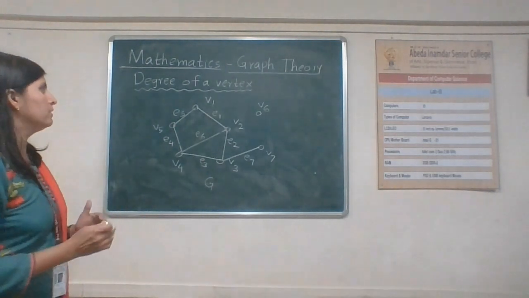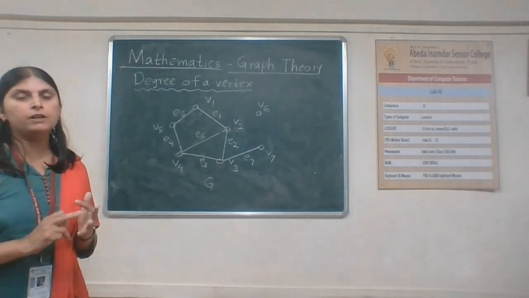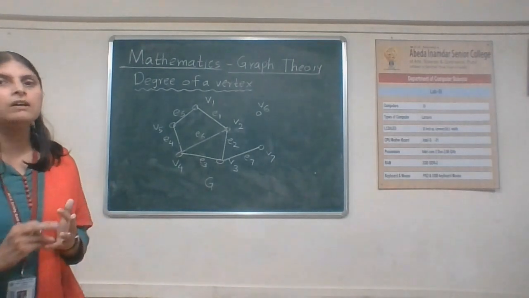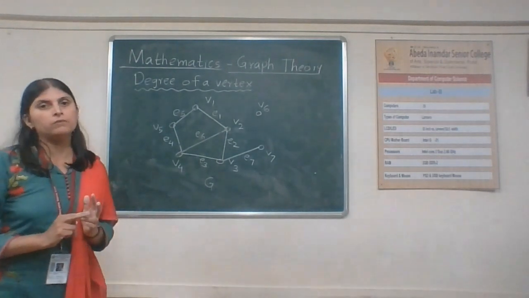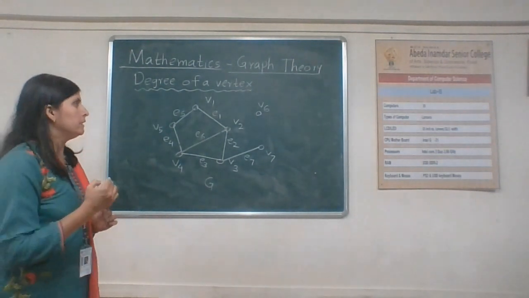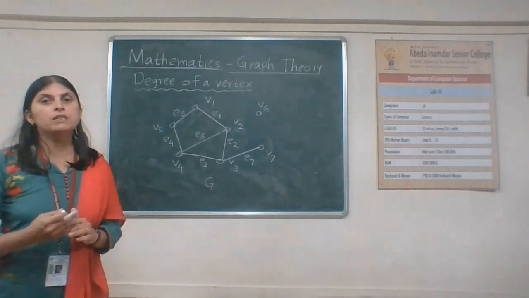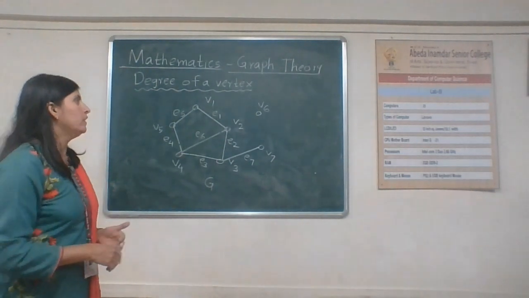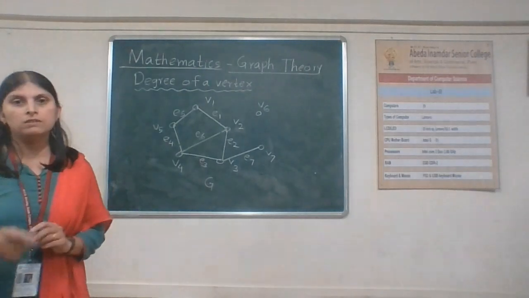So, what have we seen now? Even vertex means the degree of that vertex is even. Odd vertex means the degree of that vertex is odd. Then pendant vertex means degree is 1 and isolated vertex means degree is 0.